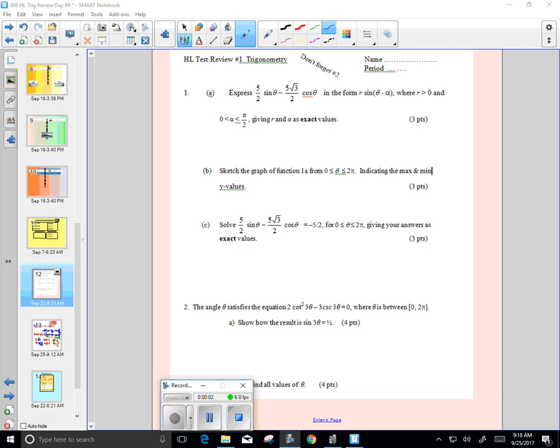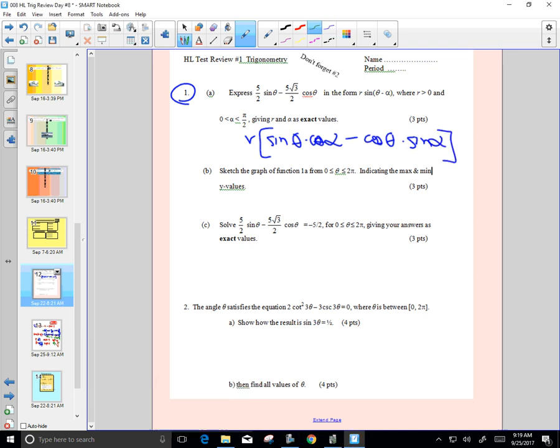Watch out. This is the entire review for the trigonometry chapter. We're going to do both of these problems quick. The first one, you're going to expand r sine theta cosine alpha. If this is minus, this will be minus cosine theta sine alpha. Then we overlap this thing. So we have the sine theta, we have the 5/2. We have the cosine theta, we have the 5 square root of 3 over 2. Right?